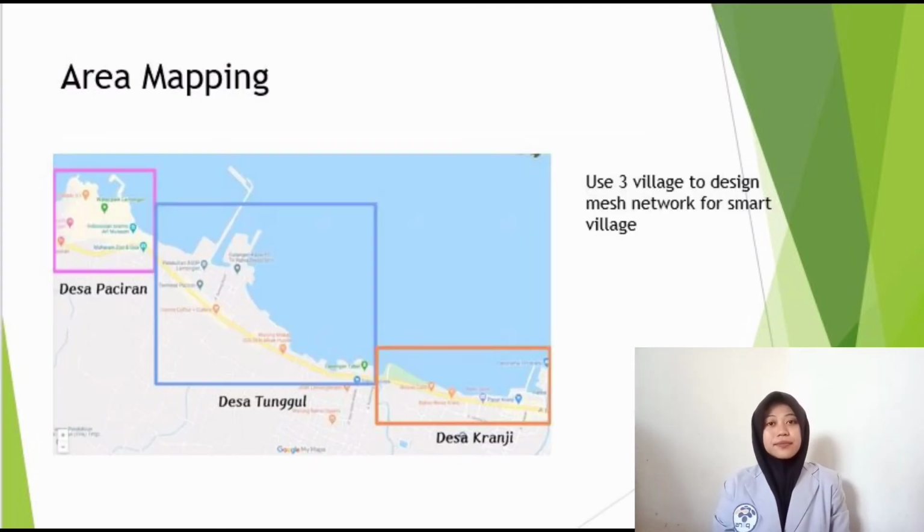Area mapping. After surveying the location, I do the area mapping for my research. Here, I'm using three villages for the research, namely Paciran Village, Tunggul Village, and Kranji Village. The three villages in the research scenario will be interconnected, where Paciran Village is a tourist village, Tunggul Village is a fish producing village, and Kranji Village is a fish seller village.